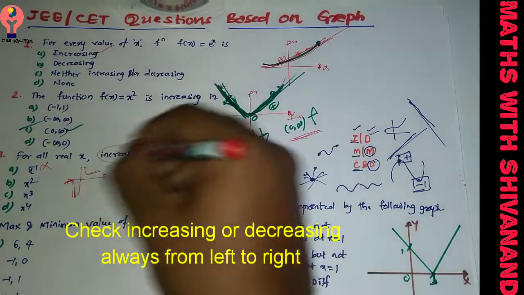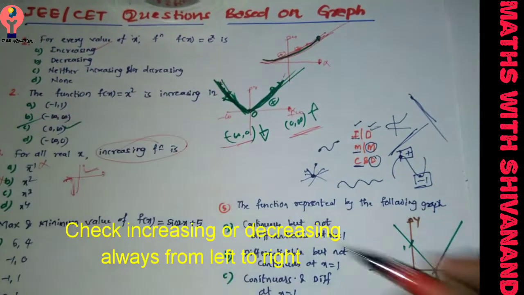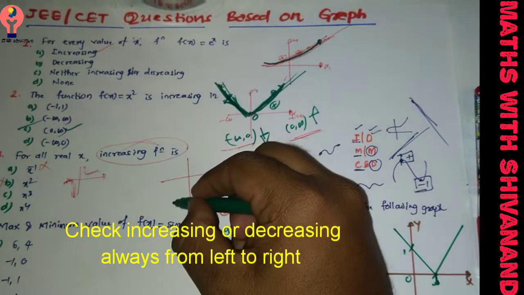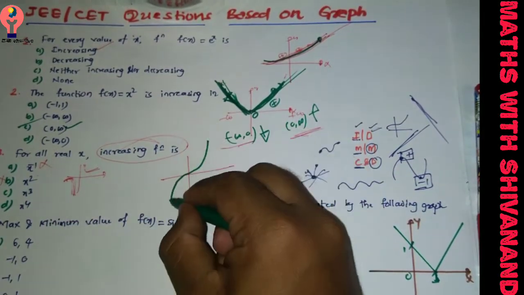He's asking for a continuous increasing function. Hence option B is also not there. Then option C, y is equal to x cube. This is a sketch of y is equal to x cube.